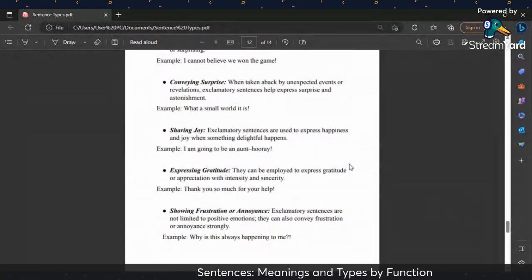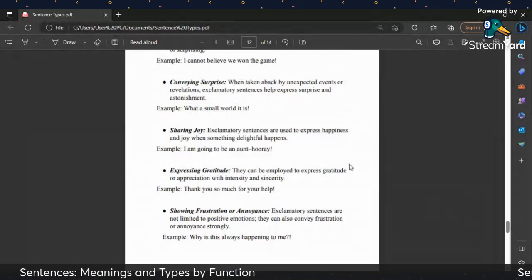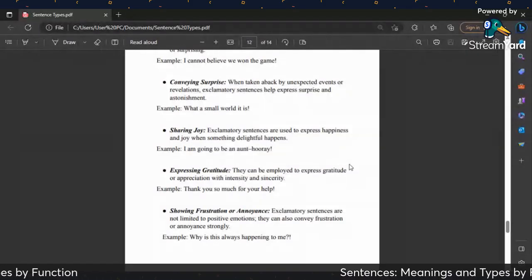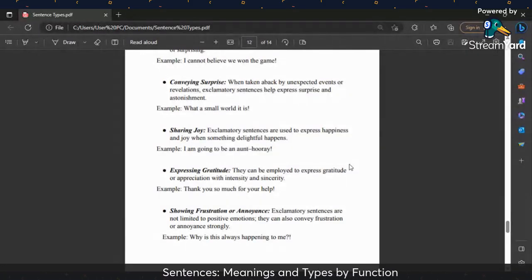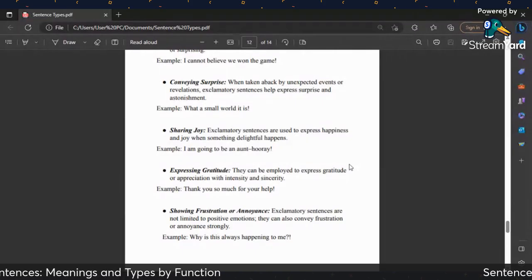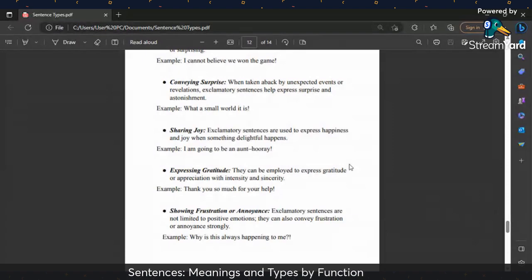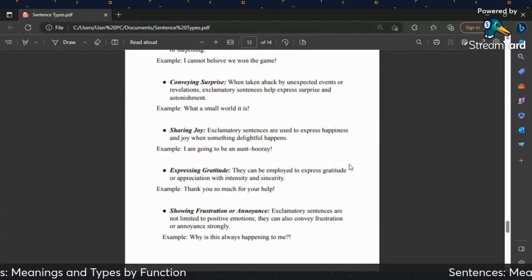Another one, we have conveying surprise. When you're taken aback by something unexpected, you can make use of the exclamatory sentence. What is more, when you're sharing your joy, you can make use of the exclamatory sentences to express your happiness and joy. I am going to be an aunt! Hooray! Depending on whatever you want to say.